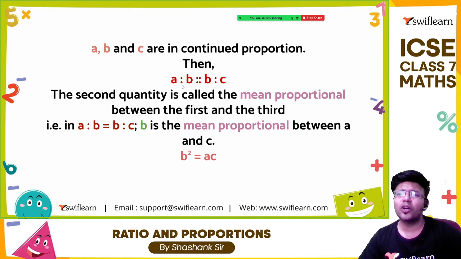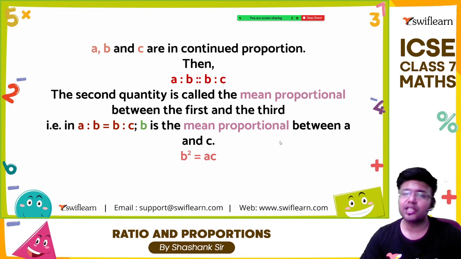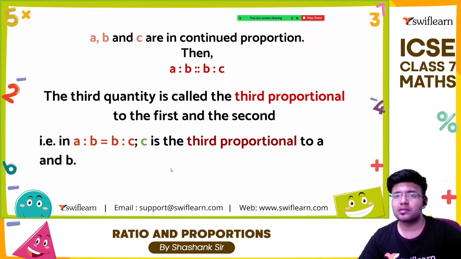The second quantity is called the mean proportional between the first and the third one. So B is called mean proportional between A and C. Also B square is equal to AC. If A, B, C are in continued proportion, then A is to B as B is to C. The third quantity is called the third proportional to the first and the second, and C is called the third proportional to A and B.